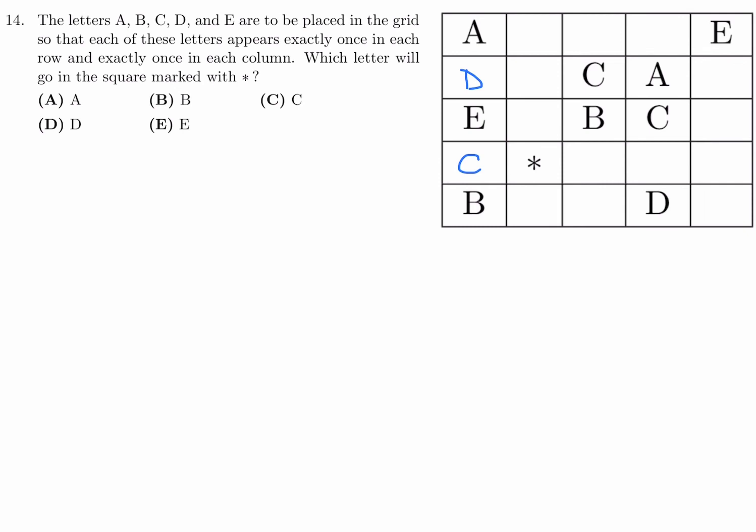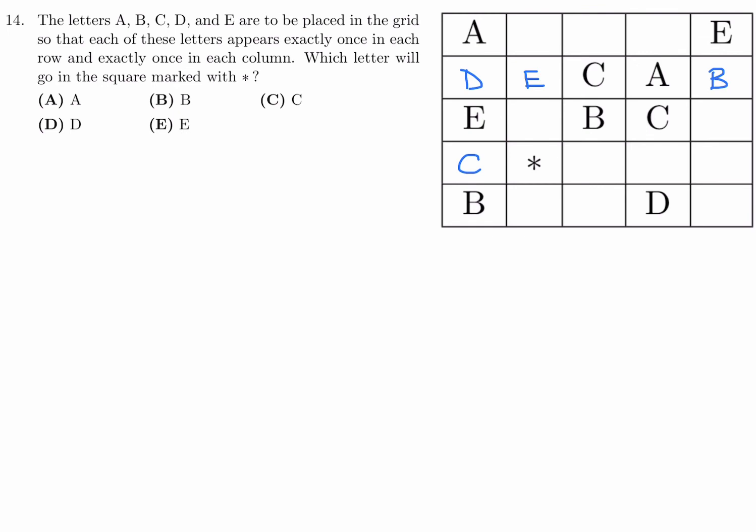Now let's see, where can we go? There are a lot of different approaches to this. I'll just go here in that row. That has A, D, and C. It doesn't have B or E. E can't go here because E is already there. E can only appear once in each column. So that means E must go here. And therefore the only letter that's missing is B, so B goes there.